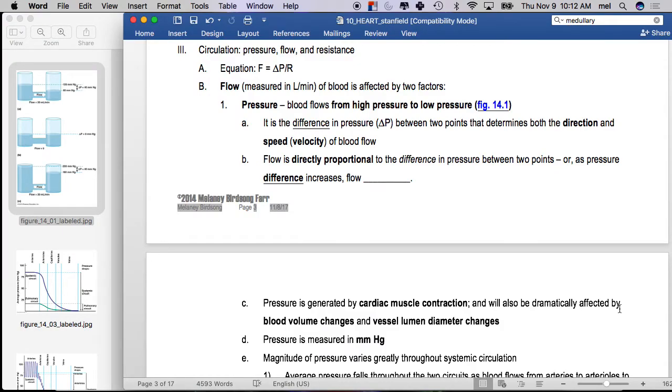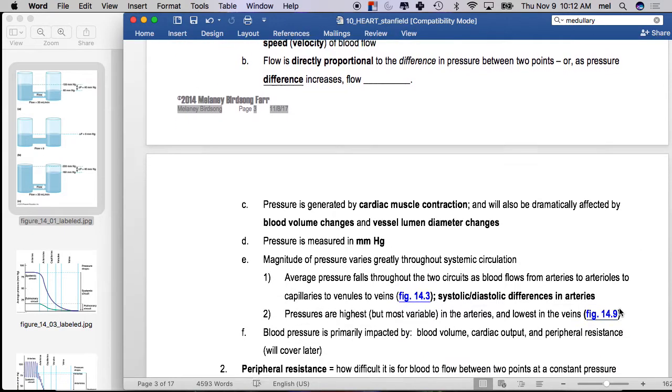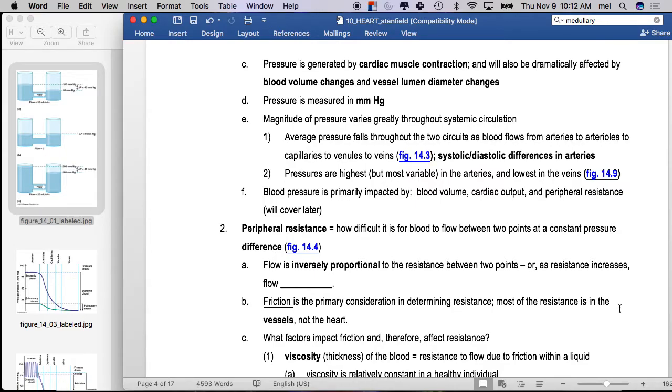Okay, so let's talk. It is the difference in pressure between 2 points. So it's not really P that makes flow, it's delta P that makes flow, yeah? So it's the difference in pressure between 2 points that determines both the direction and also the velocity of flow. Yes? That make sense to you guys? Okay, so flow is, do you know the terms directly proportional and inversely proportional? Okay, directly proportional simply means as one increases, the other increases, and inversely proportional means as one increases, the other decreases. So flow is directly proportional to the difference in pressure between 2 points, or as pressure difference increases, flow does what? Increases. Good.